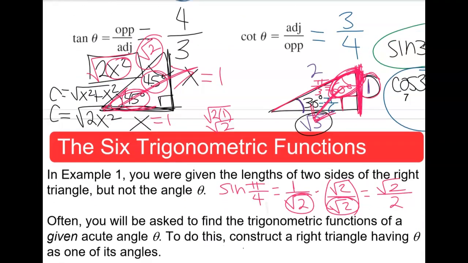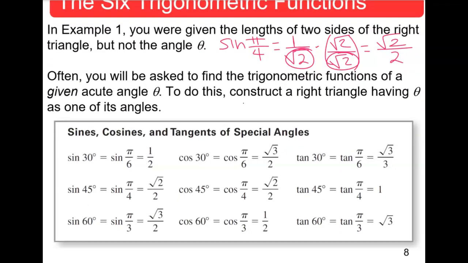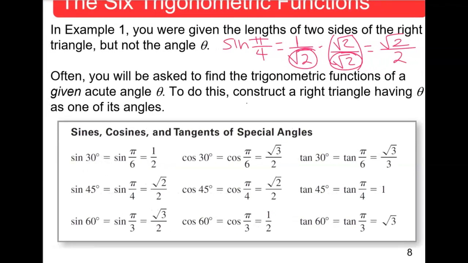Okay, so going back to the next slide, we have here the first 3 trigonometric functions: sine, cosine, and tangent. And we have 3 of the most common angles, which are 30, 45, and 60. So we have here for 45. And remember, 45 is the same as pi over 4.